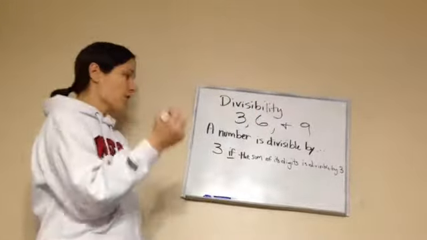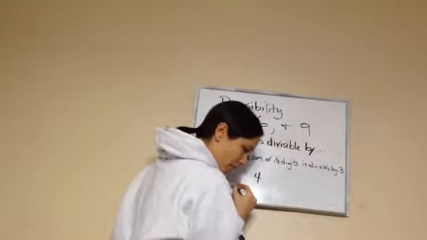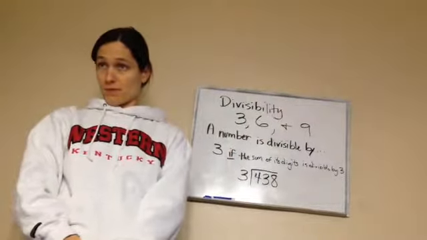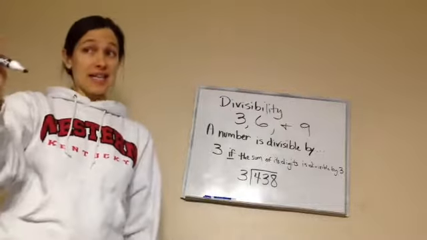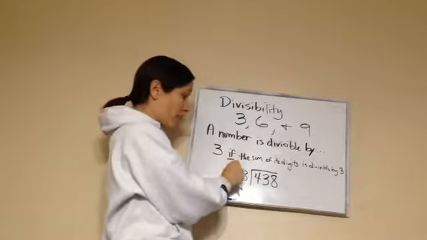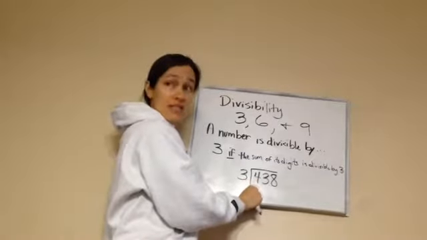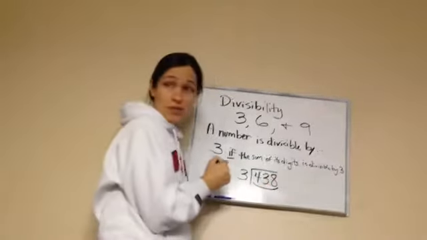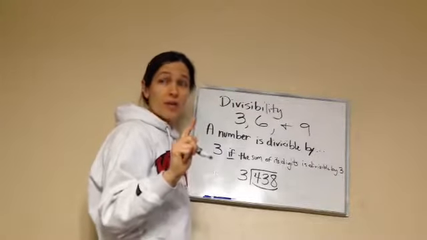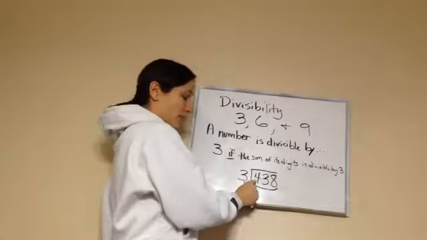Okay, so let's say this big number, 438. Is it divisible by 3? Okay, that's what I'm asking you. Let's see. A number is divisible by 3 if the sum of its digits is divisible by 3. Well, the sum of its digits is these digits right here. Do you remember what sum means? S-U-M. Adding. So guess what I'm going to do?